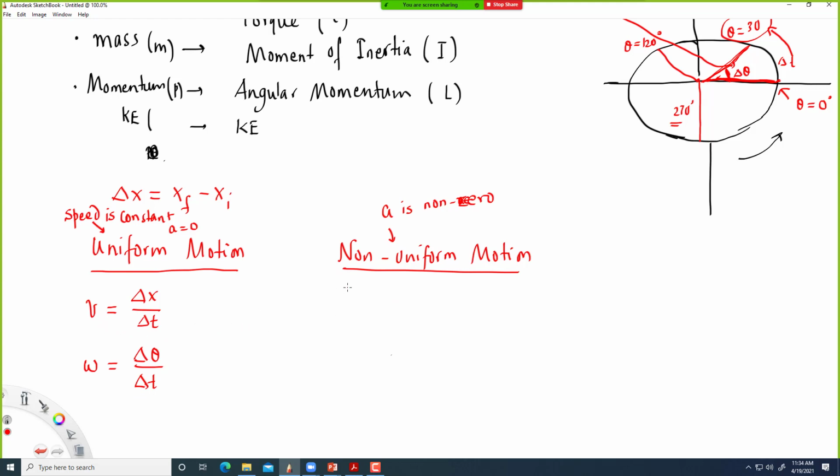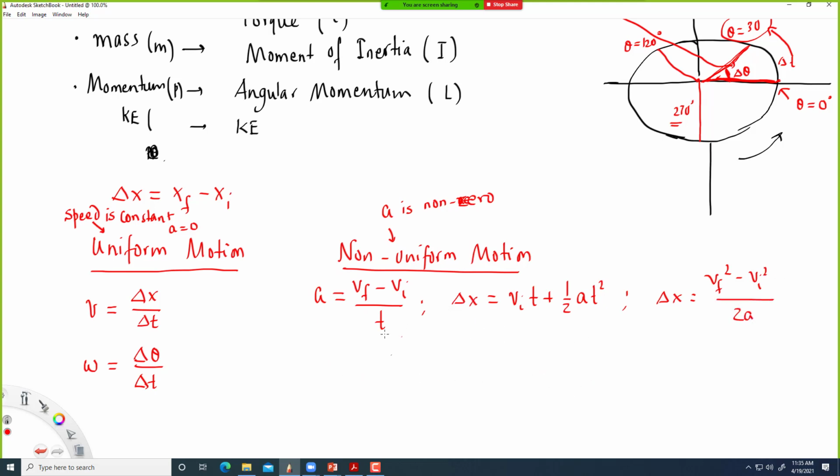Now for non-uniform motion, we have 3 formulas. One is A is equal to V final minus V initial over T. That's the first one. Second one is delta X is equal to V_i T plus 1/2 A T squared. That's the second one. Third one is delta X is equal to V final squared minus V initial squared over 2A. Okay.